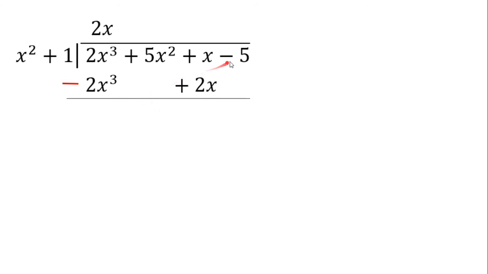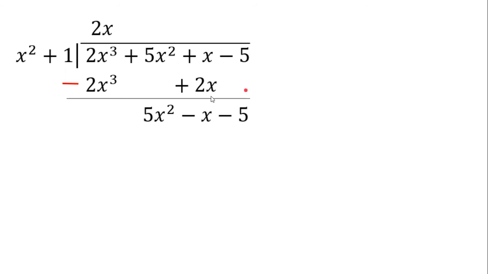The 5x squared and the negative 5 are just going to come straight down. So I've got the 5x squared that came straight down. I've got the x minus 2x that became a negative x. And I've got the negative 5 that came straight down. Okay, it's kind of like you're subtracting the zeros in here.